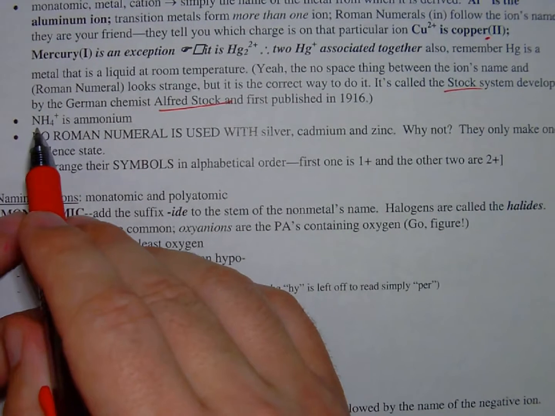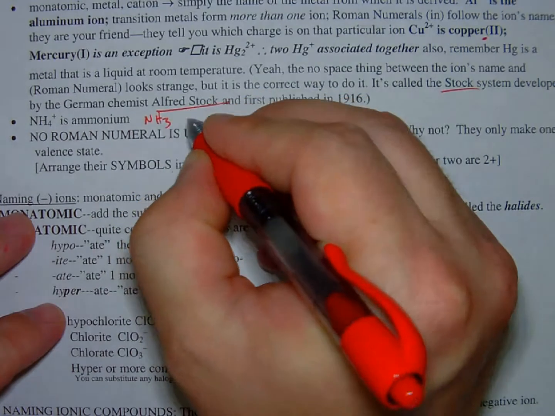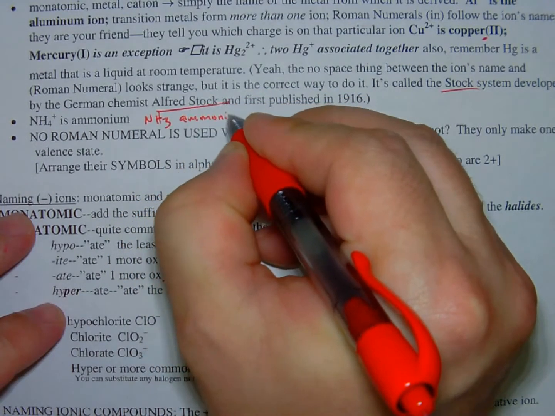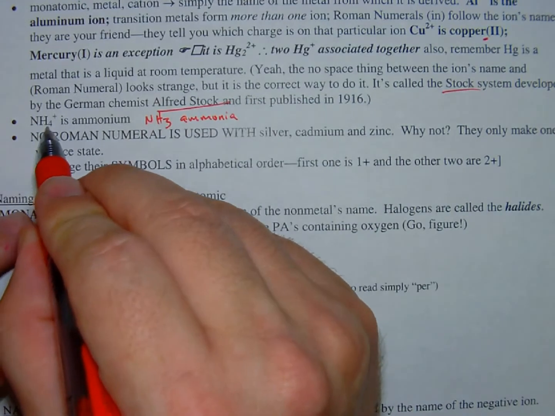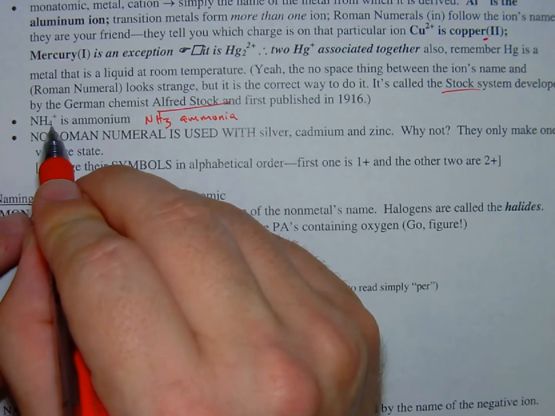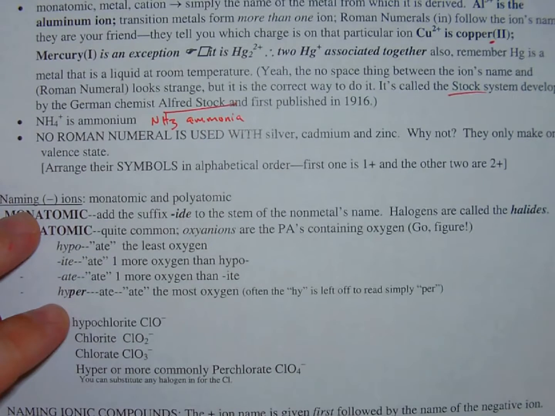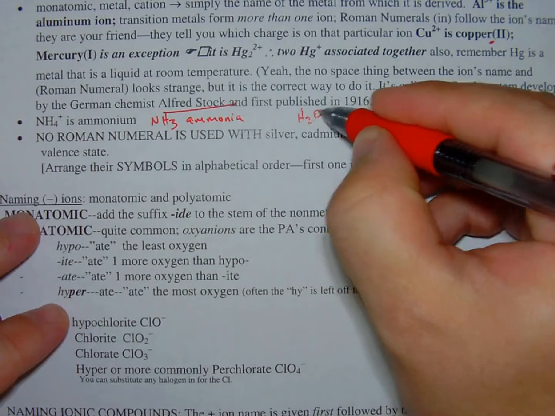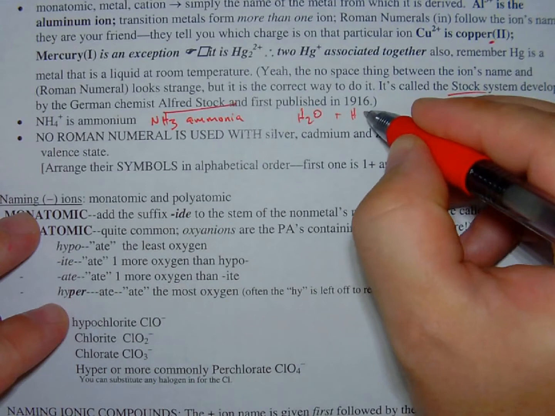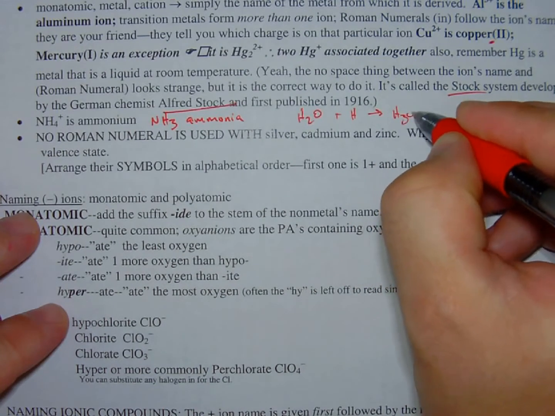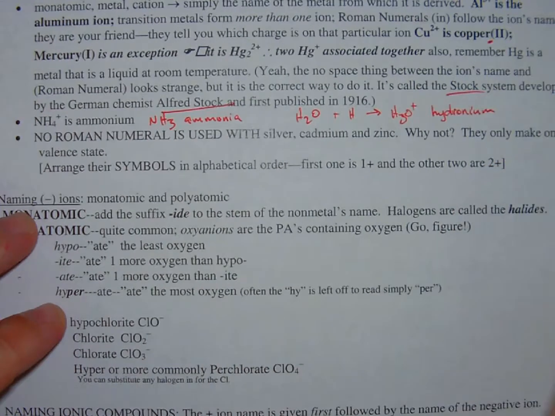A common ion is the ammonium ion. Remember, NH3 is called ammonia. When we add one more proton on there, just a hydrogen proton but not the electron, because now we have a charge, it becomes ammonium. Very much in the same way, when we have water and we add a proton, it becomes H3O+. This becomes hydronium.